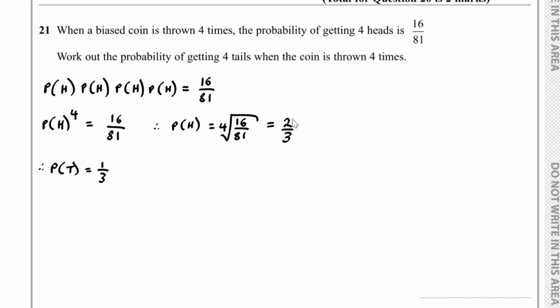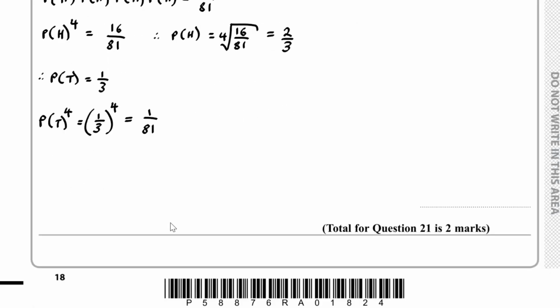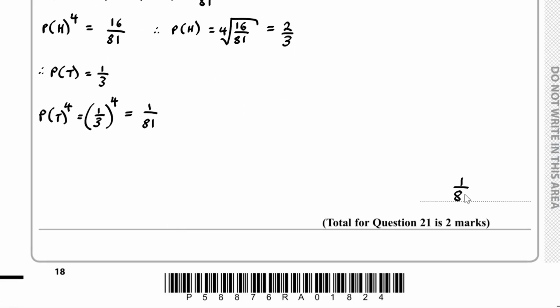Hopefully that's obvious, probabilities add up to 1. So getting a tail 4 times is just the probability of a tail to the power of 4. So we've got 1/3 to the power of 4, which is 1 over 81. So it turns out here we get 1 over 81.